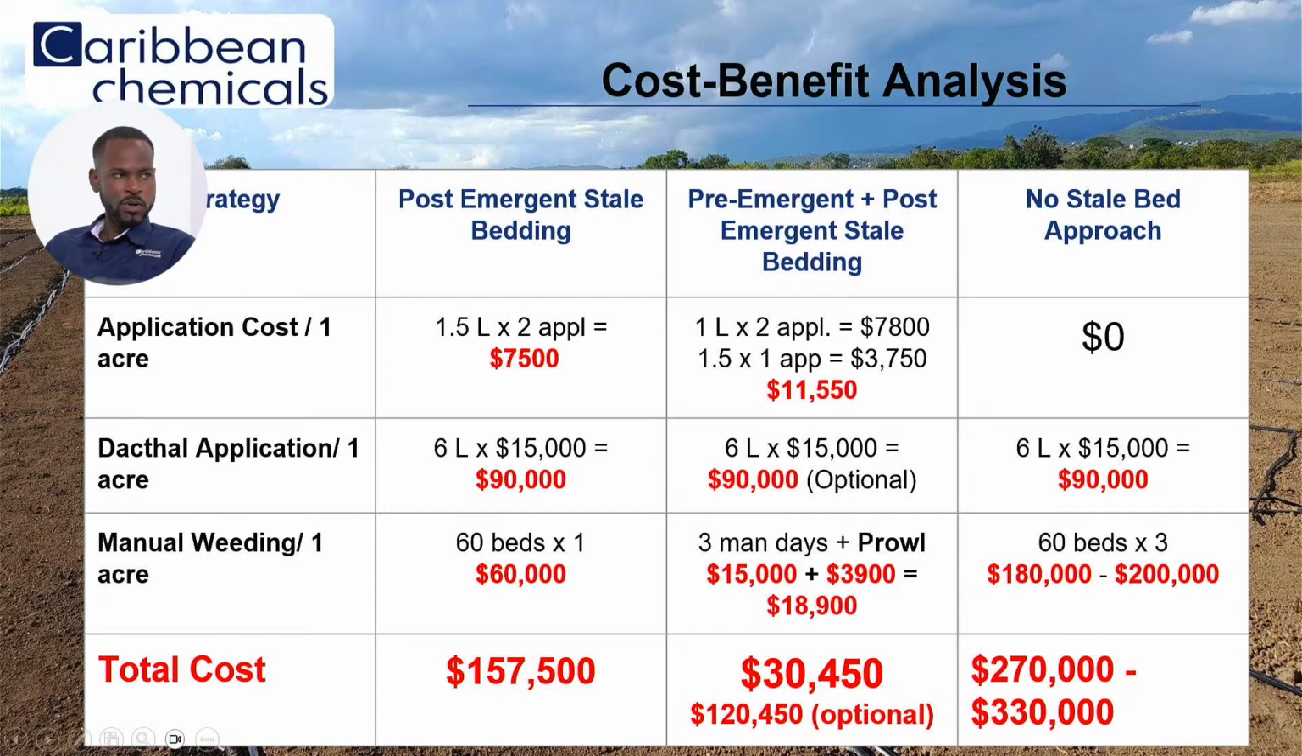So you do an initial Prowl application, yes, right? Then in 2 weeks or about 3 weeks after, you come with a Prowl again with a glyphosate, right? So this will give you an option whether you can go a ductile application. Okay, so that's optional, right? And then you can follow with a second application of Prowl while the crop is about 3-leaf stage. And that would further minimize the cost.